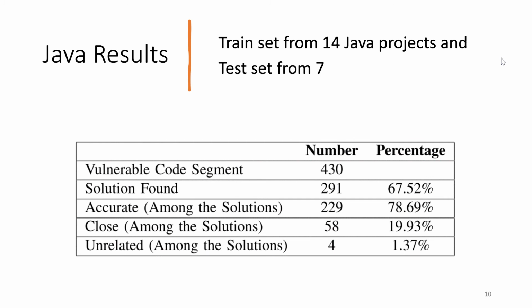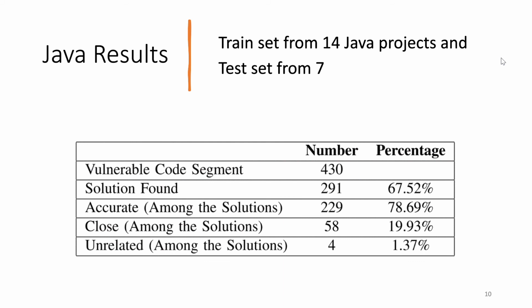This way we worked on 14 Java projects for training, and we used totally separate 7 projects for our testing purpose. From those 7 projects, we collected 430 Java queries that were vulnerable, and we could find solutions for 291 of them. And that is almost 68%.